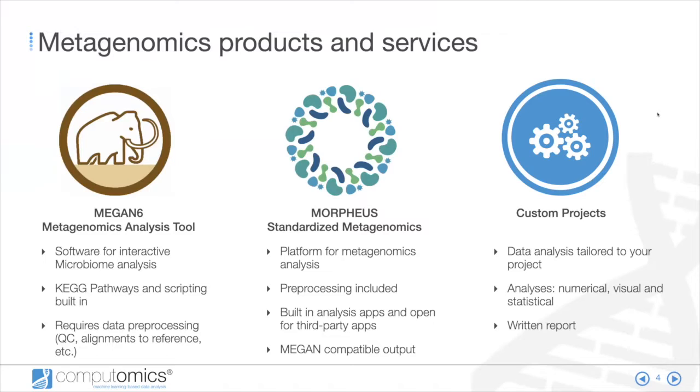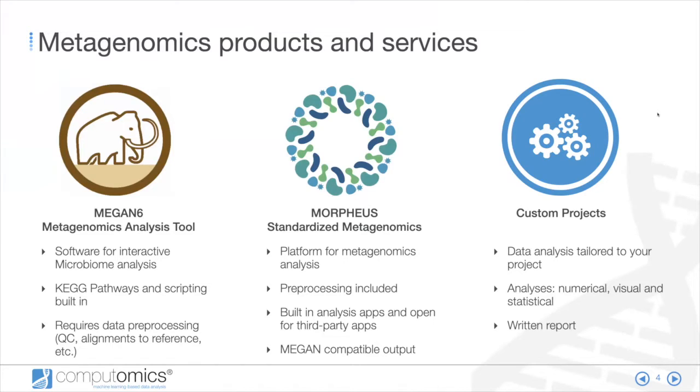MEGAN6, you'll probably be familiar with, is a standalone GUI-based software for metagenomics analysis. The Ultimate Edition contains KEGG pathways and also scripting functionality, which is very useful. But MEGAN always requires some data pre-processing. So you need some bioinformatics skills and also some compute resources to align your FASTQ reads against the reference database.